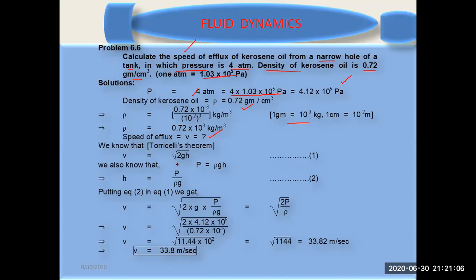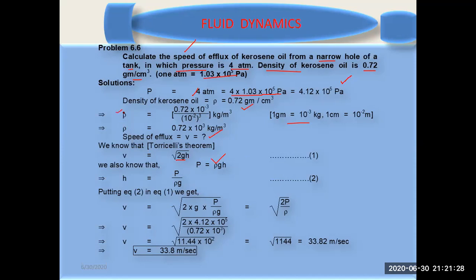Then what about calculating the speed? Bernoulli's theorem you have already done, that is v is equal to root 2gh. And you know that to calculate the pressure, it is rho gh. So here, you don't know the value of the height. It is not given. So how will you calculate it?